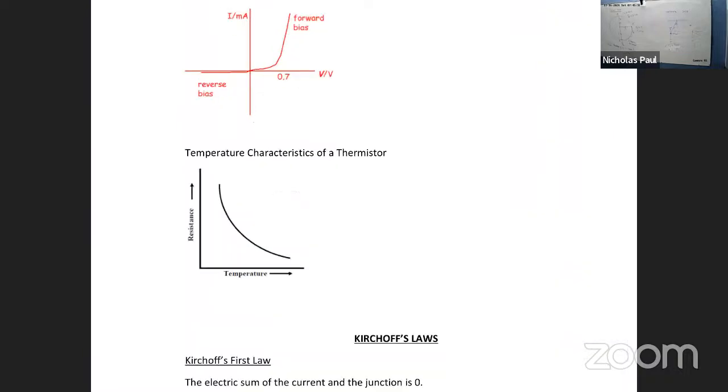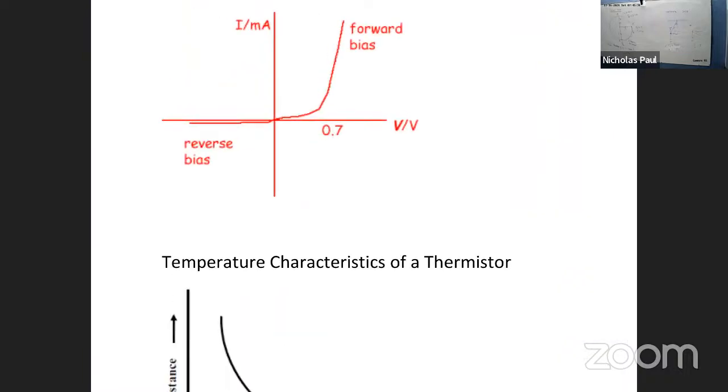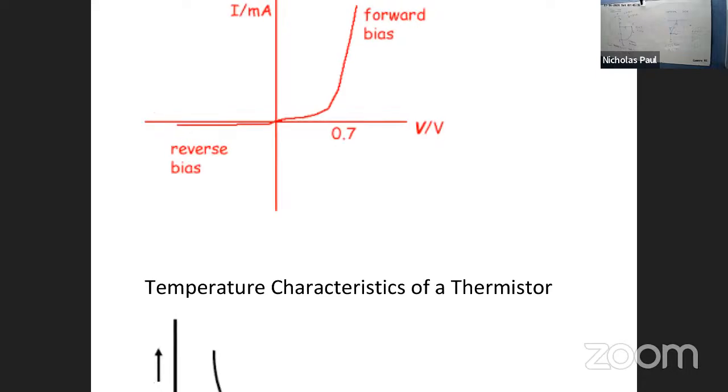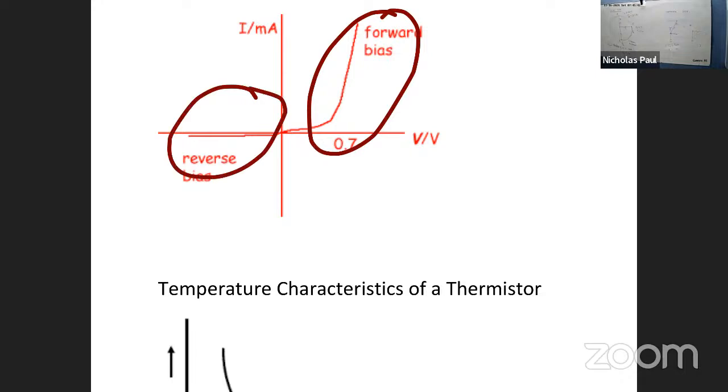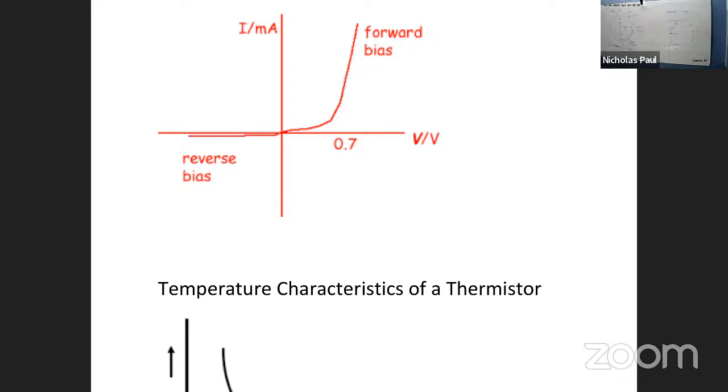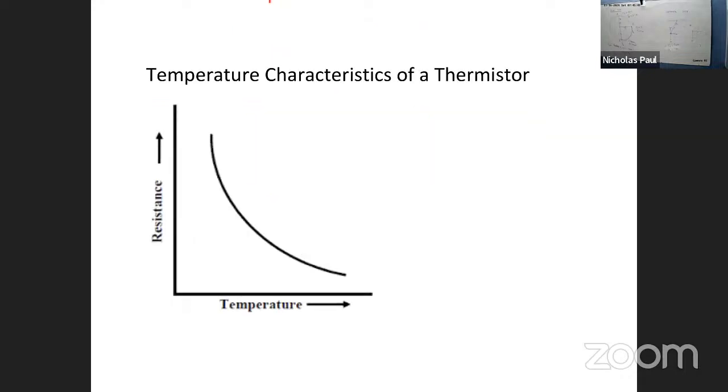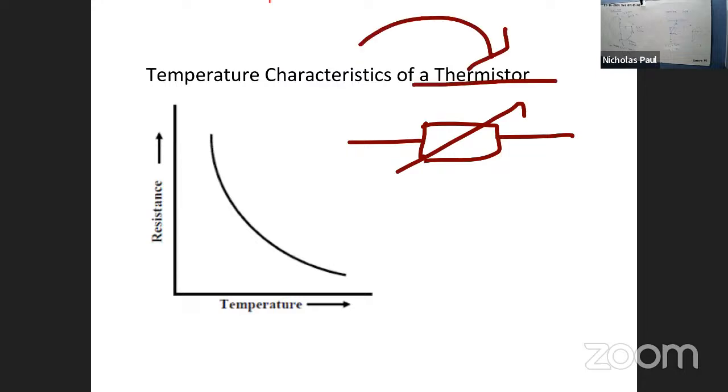Right? Here's the graph of a diode. You remember diode? A diode conducts current in one direction only, right? That's why it will conduct here, not conduct here. That's okay? That's the graph for a diode. And lastly, the graph of a thermistor. A thermistor looks like this. That's the symbol. A thermistor is simply a temperature dependent resistor.